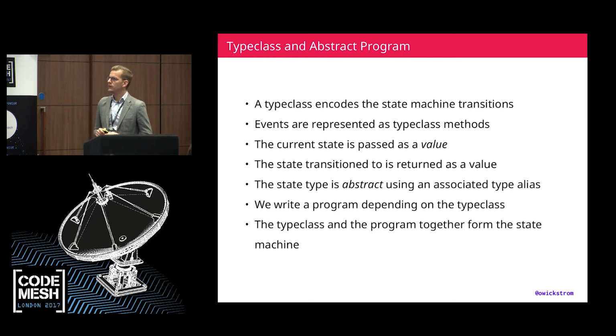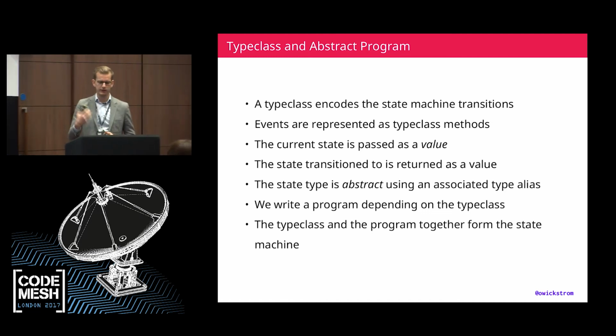And we start out writing a type class which encodes the state machine transitions and its events. Each event is represented as a method in the type class where the current state is passed as a value to that event, and the event returns the resulting state.